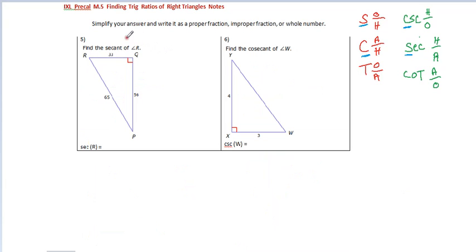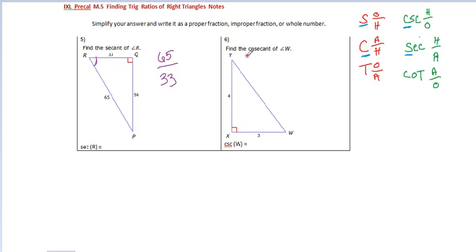Alrighty, moving right along. Now we're looking for the secant of angle R, which is this little puppy right there. Secant is hypotenuse over adjacent. The hypotenuse looks like we got 65, and the adjacent leg, is that a 33? 33. Not so bad there.